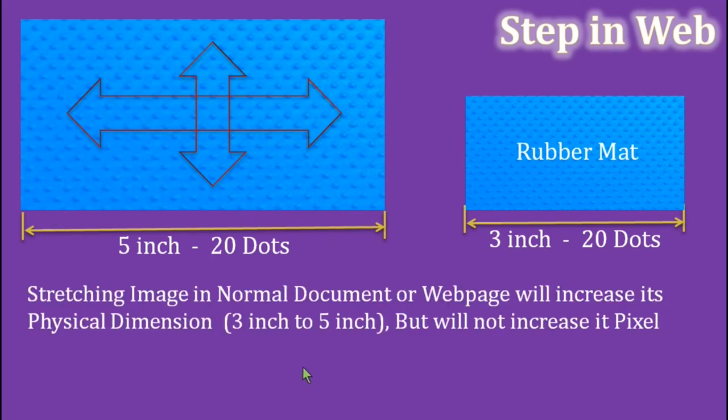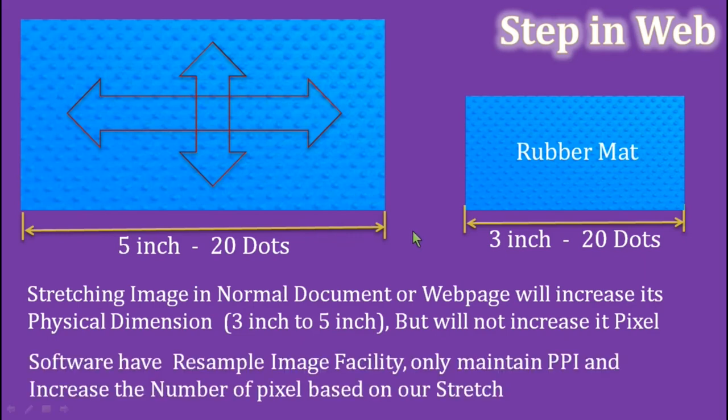In the same way, stretching an image in a normal document or in a web page will increase its physical dimension, but will not increase its pixel count. But software like Photoshop or some image editing software has a resampling image facility that will maintain the pixels per inch. Then whenever you stretch or resize that image, it will automatically recalculate the image parameters and maintain the pixels per inch.